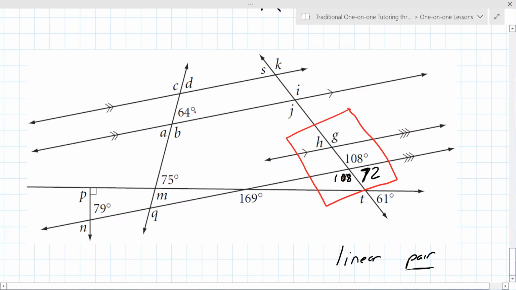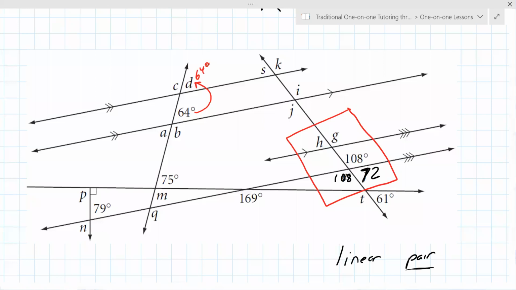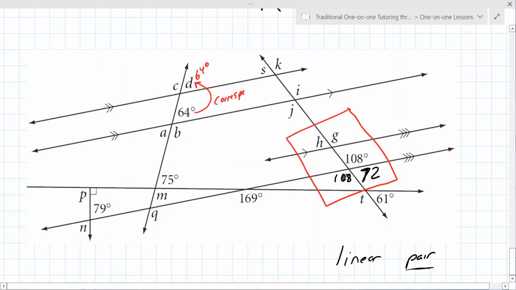Now, if you look back here, we said that D is 64. Do you remember what the reason was for that? Because it is a linear pair. No, corresponding. Right, that's on the inside. G's on the outside. Same side, one's in the interior, one's in the exterior. What is the value of G? It's very much G related.